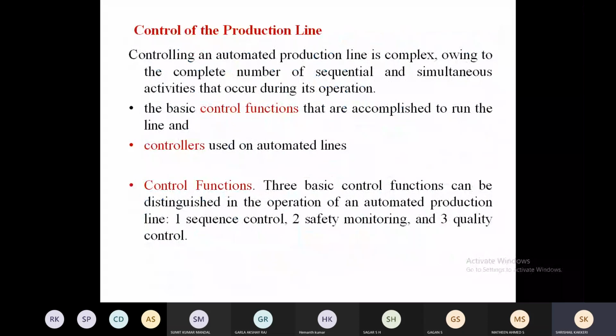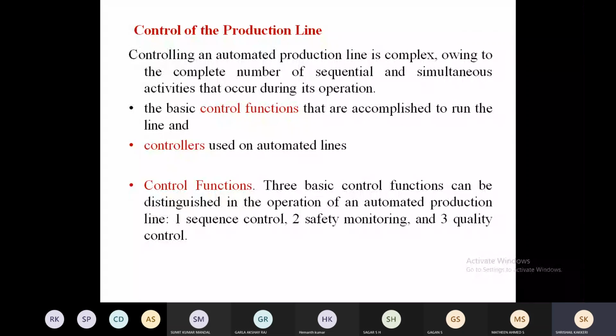The workstations are there, n number of workstations with the raw material input and the finished product output. In between them, we'll be providing some kind of conveyors: chain conveyors, belt conveyors, leather conveyors, or roller conveyors. Many other conveyors will be used, and these will be attached with work part holding devices, which will be conveying the part from one station to the other station.